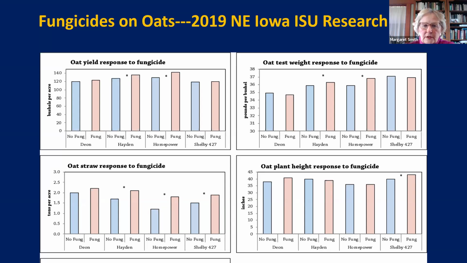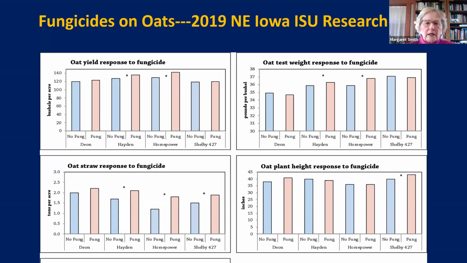If you look at that portion of the graph on the upper right-hand portion, with straw response, they increased straw yield. And part of what's happening, of course, is they're maintaining integrity in that stem and the ability to better photosynthesize, send a little bit more to the grain, and to stand better. And there was a height response for Shelby 427.